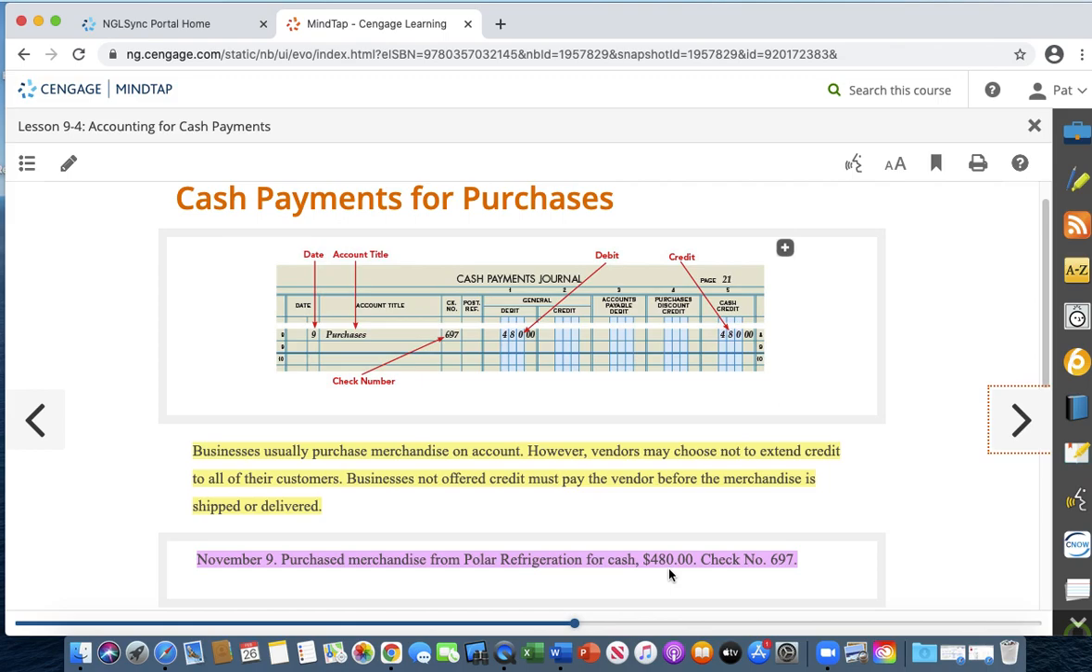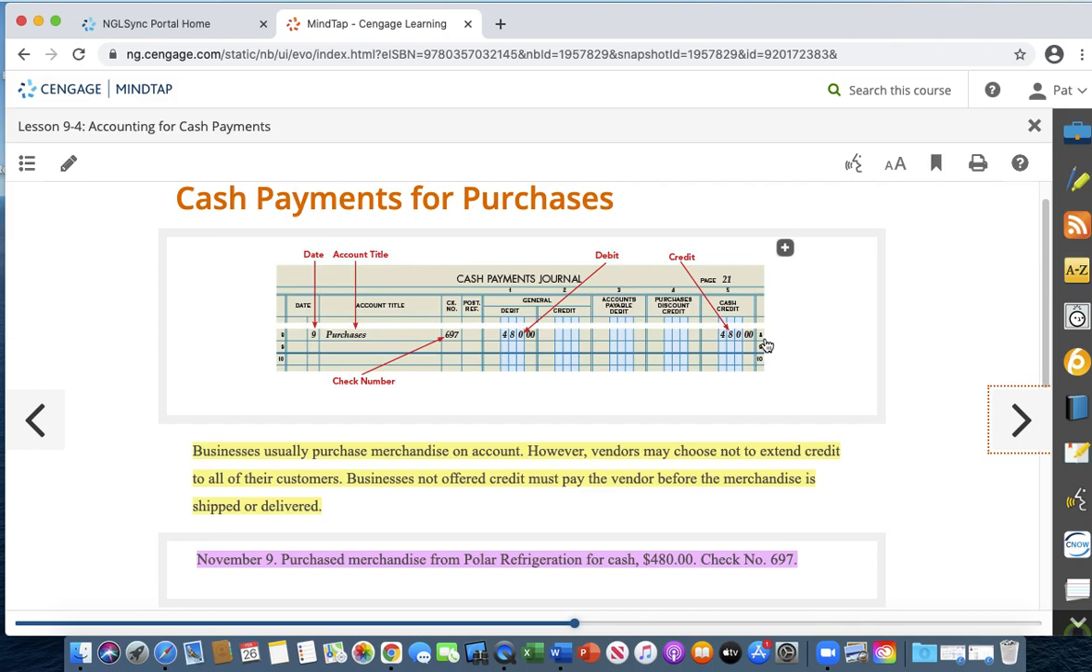And you're like, well, wait a minute. I thought all purchases were on account. No, sometimes we'll pay with cash. But if we pay for purchases with cash, we're not going to the purchase journal. That's for accounts. So we just record the purchase so that we increase purchases and decrease cash.